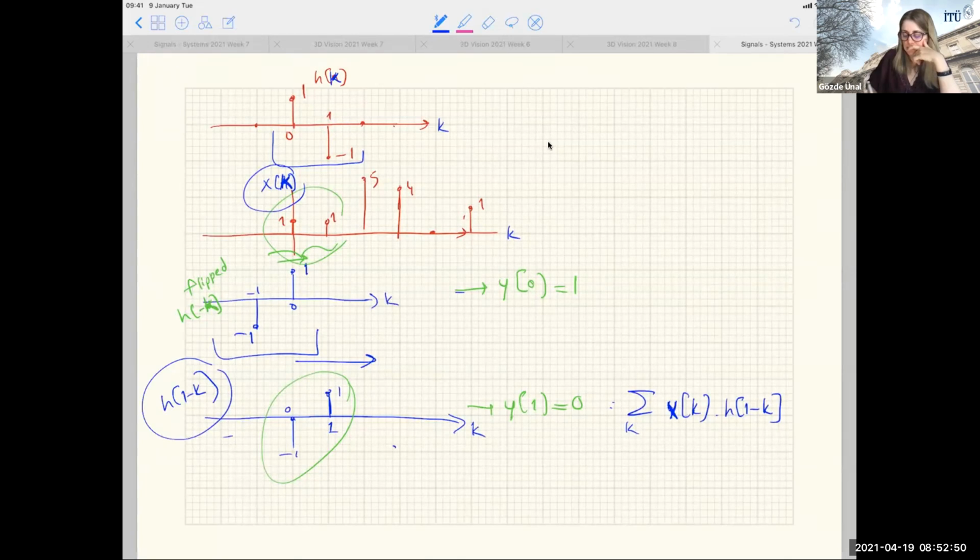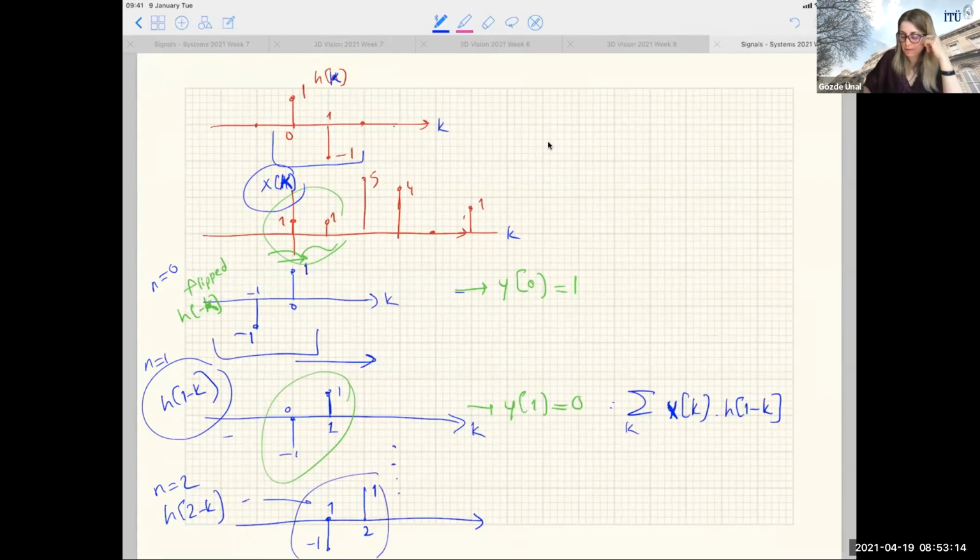So you can do it in this way. Now shift it, h of 2 minus k. So this was n equals 0, n equals 1, n equals 2. Now shift the filter one more time. It's going to be -1 at 1, and it's going to be 1 at 2. So this is this signal. Now multiply it with x of k. You will have y of 2 as sum over k of x of k, h of 2 minus k. What do you have? You guys get minus 5, 5, 4, right?